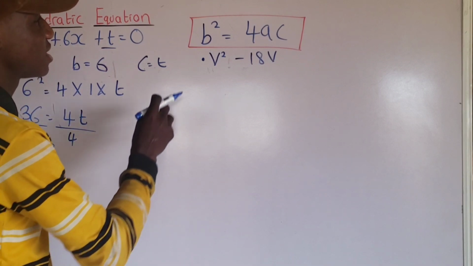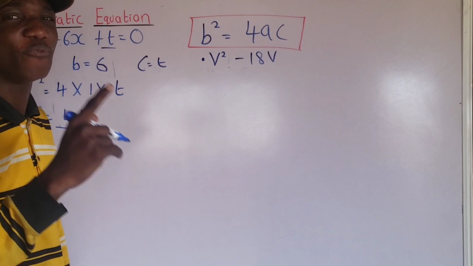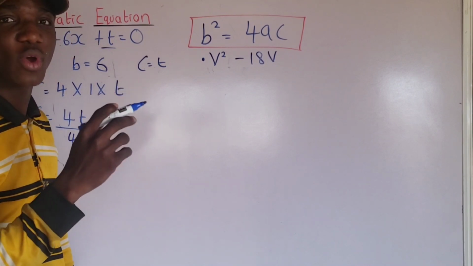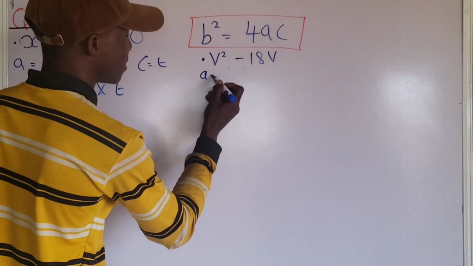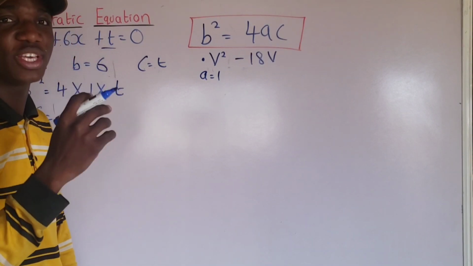Now in this quadratic equation, what is a? A is the coefficient of v squared. The coefficient of v squared is 1, so a is equal to 1. Now b is the coefficient of v. The coefficient of v is negative 18.